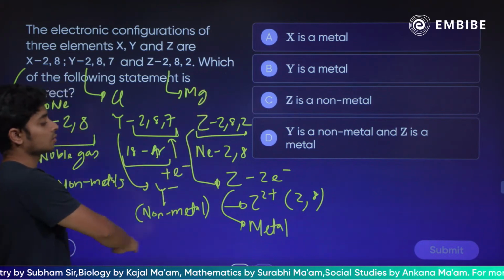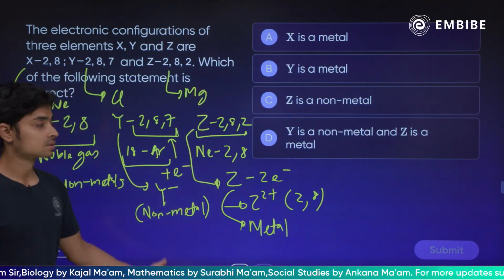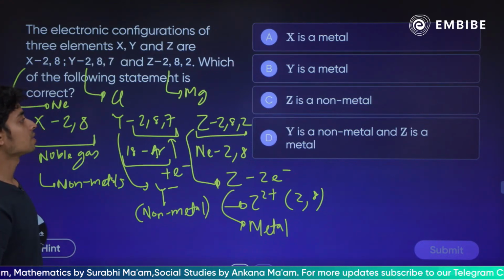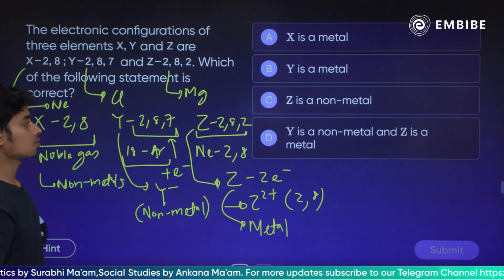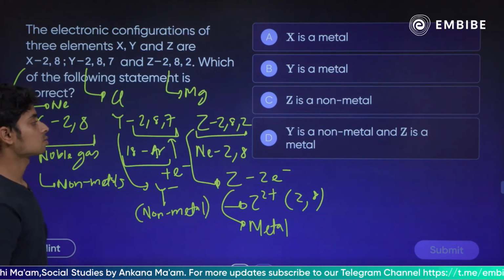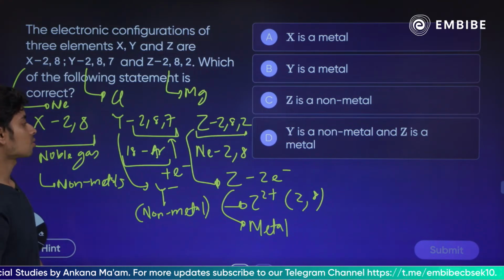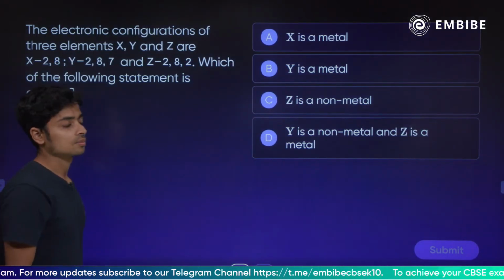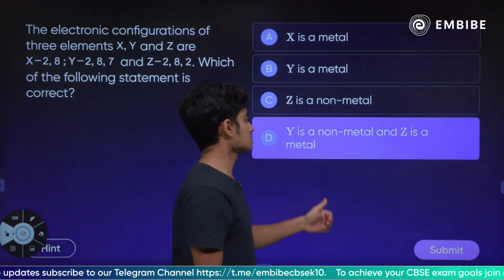You are finding out via logic, this is by memory. Thus Y is a metal. Y is not a metal, it is a non-metal. Z is a non-metal, Z is a metal. So option D, Y is a non-metal and Z is a metal, is my correct option. So even X is a non-metal. This is my correct option.